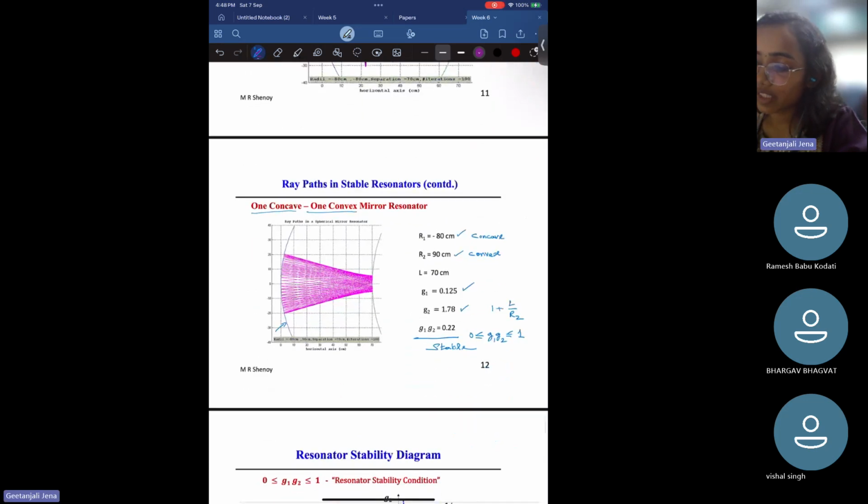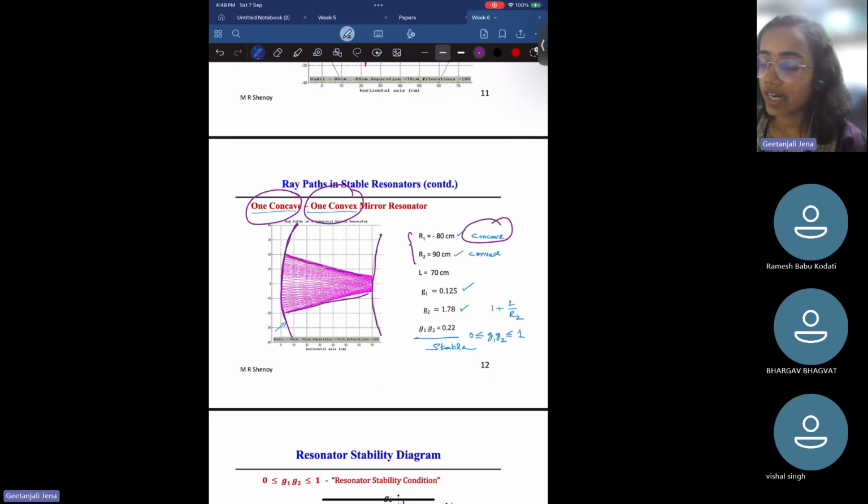Another type of arrangement that we can have for a stable mirror resonator is one concave and one convex mirror. Here we can see this is the concave mirror and this is the convex mirror, and the rays are confined in this manner. One example is when R1 is minus 80 centimeter, which is a concave mirror, and R2 is 90 centimeter, which is a convex mirror. The separation distance between the mirrors is L equal to 70 centimeter.